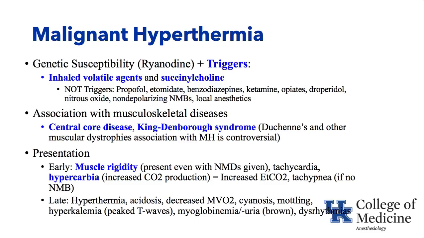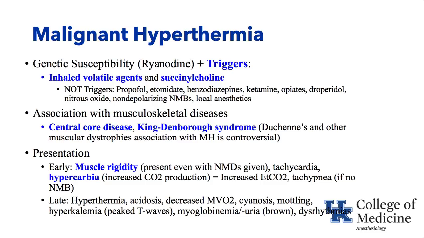But volatile anesthetics, desflurane, sevoflurane, isoflurane, with or without succinylcholine. Succinylcholine alone can do it. Volatile anesthetics alone can do it. Together they can do it. Cause malignant hyperthermia in a patient that's genetically susceptible. There is an association with malignant hyperthermia in patients with central core disease and something called King-Denborough syndrome. There's controversy about Duchenne's and other muscular dystrophies and their association with MH, and many will say that it is not classically associated with Duchenne's.